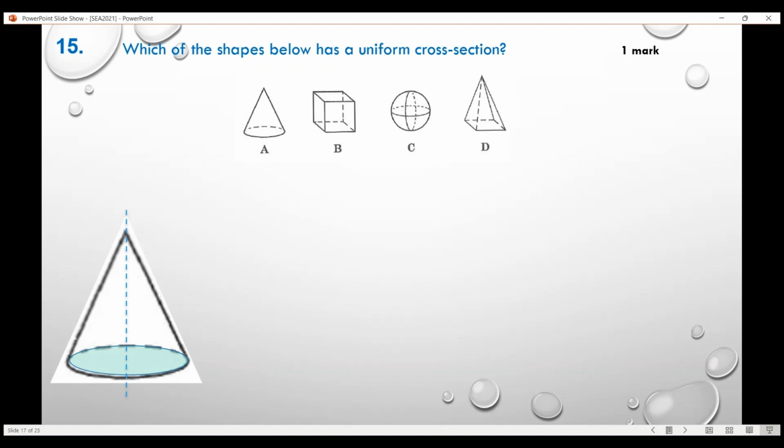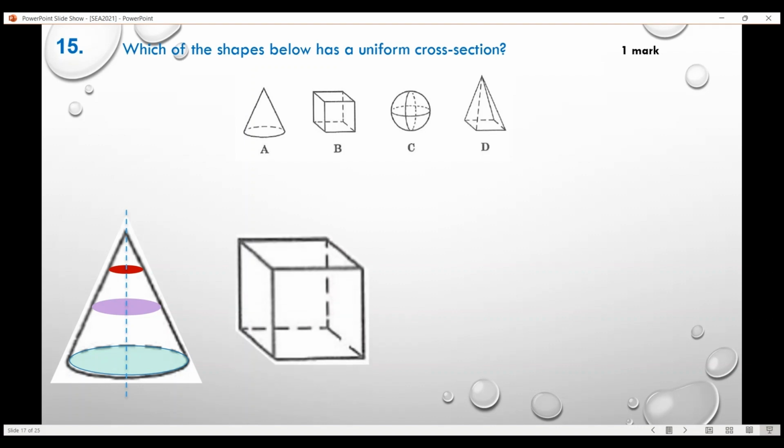And if we cut halfway up the cone and look at the shape, we will also get a circle. And if we cut even higher up and we look at that shape, it will still give us a circle. So we're still getting the same shape throughout, which means that there's some sort of consistency. However, uniform cross section means it has the same shape and same size. And are our circles remaining the same in the cone? Clearly they're not. Let's look now at the cuboid or cube.